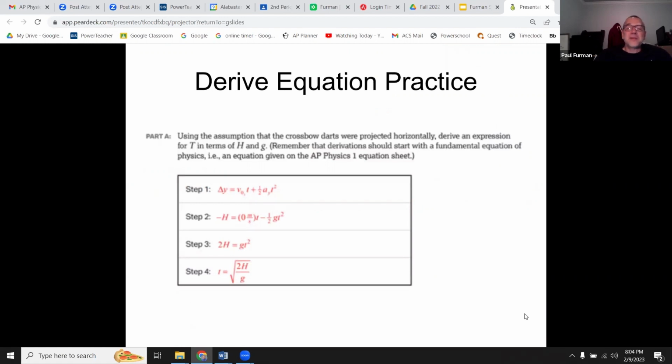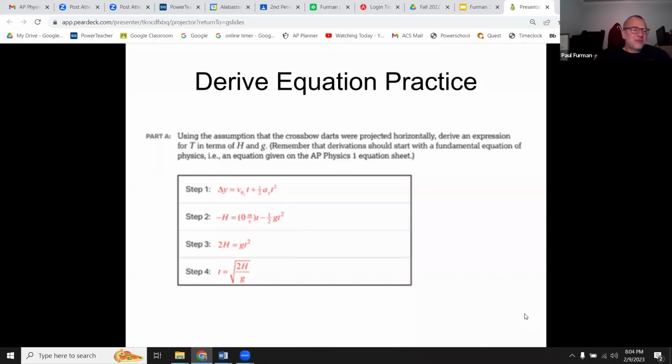Vertically, the initial velocity is 0, so that v naught t term goes away. And that's equal to 1/2 gt squared. And just rearrange that, solve for t. So the time would be the square root of 2h over g.